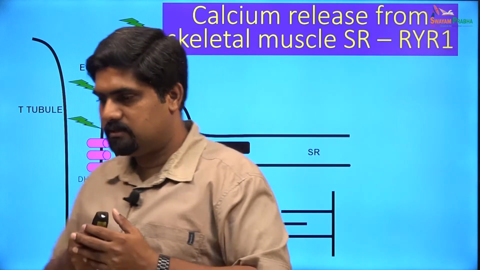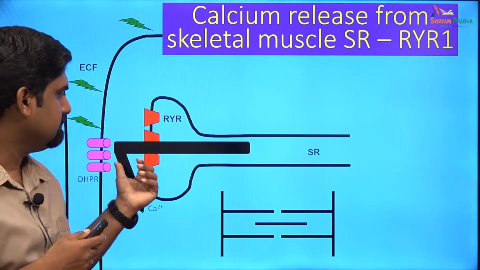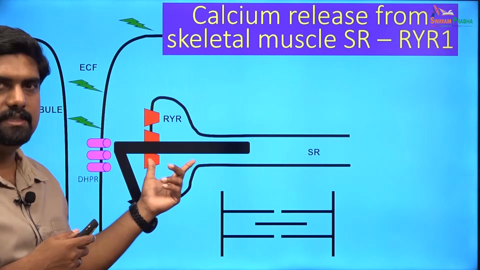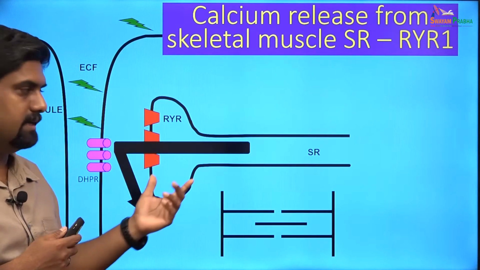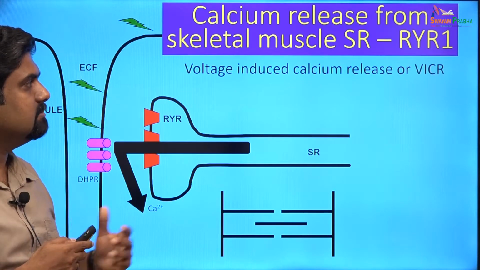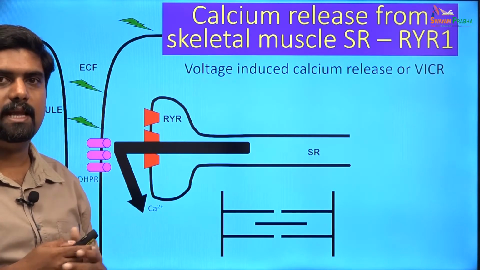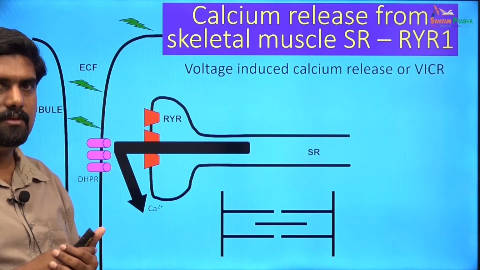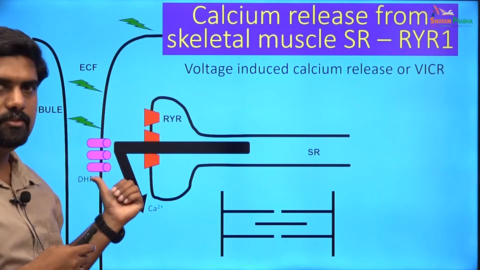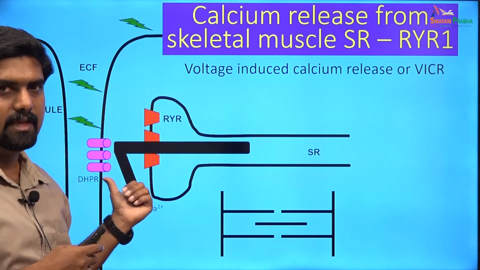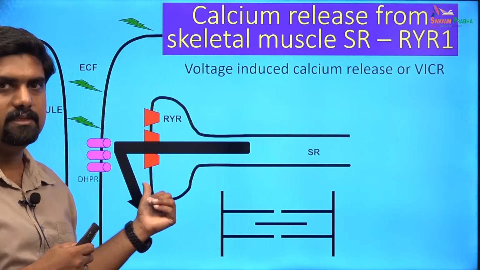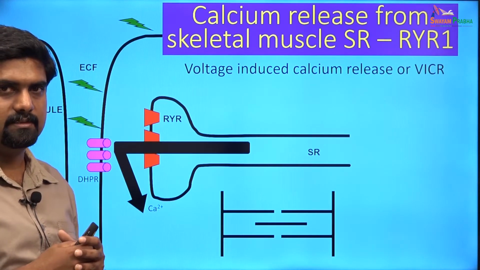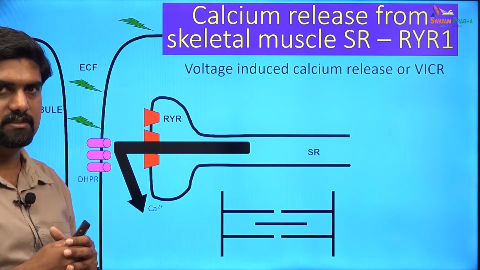So the depolarization of this DHPR will lead to the physical coupling with the ryanodine receptors, causing calcium release from the SR, and this mode of calcium release is known as voltage induced calcium release, or VICR. So the depolarization of the T tubule is sufficient for the activation of DHPR to cause calcium release. There is no need for calcium entry from outside to inside to cause calcium release, which is seen in the case of cardiac muscle.